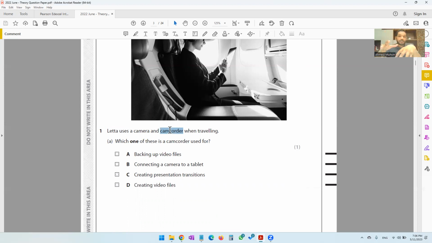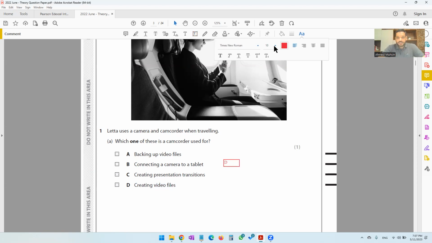And then you would also find journalists who are covering the match, who are covering the sport, using quite a big device. This device is known as a camcorder. It's used for capturing videos. So the question says, which one of these is a camcorder used for? If you go through these four answers, the best answer is D, creating video files. So no big deal over here. We put our answer D.